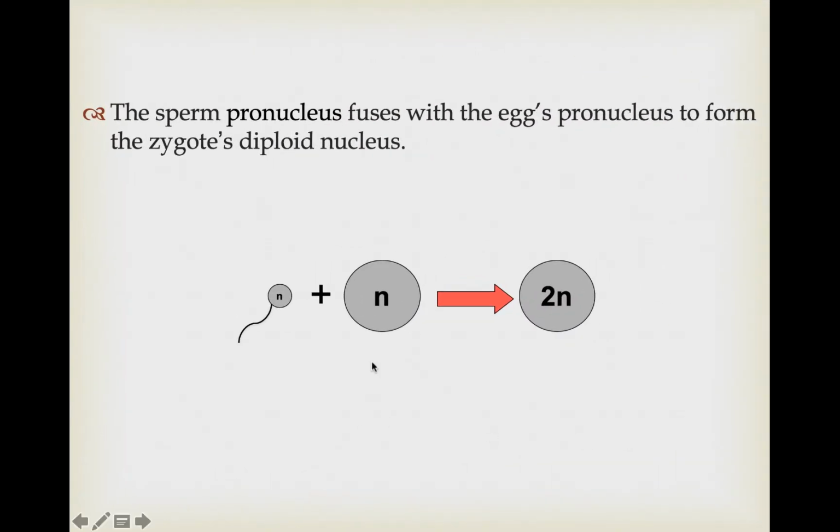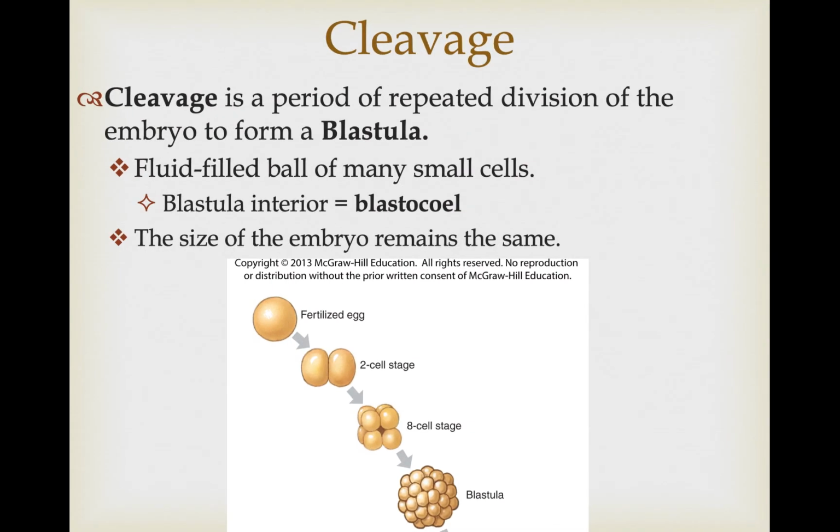All right, then once the haploid sperm gets into the haploid egg, we form the diploid zygote, and development can proceed. The first stage of development is called cleavage. This is when you take the single-celled zygote and split it into additional cells. So you go from 1 to 2 to 4 to 8 to 16 to 32 to 64 until you get this fluid-filled ball of very small cells called the blastula.